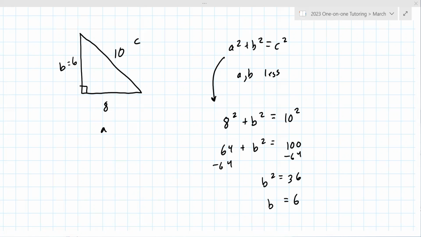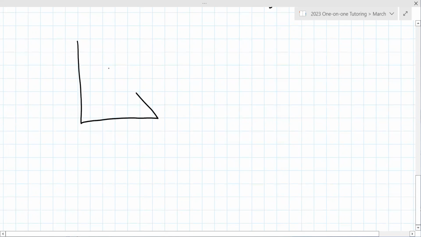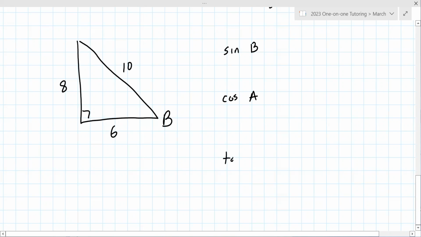All right. Okay, so now let me redraw the triangle. I know I have the benefit of doing that digitally, it's a little easier, but it is good to redraw it sometimes. Now I'm going to label this angle B. Sorry, I misspoke there. And we are going to again find the sine of B, the cosine of B, and the tangent of B.